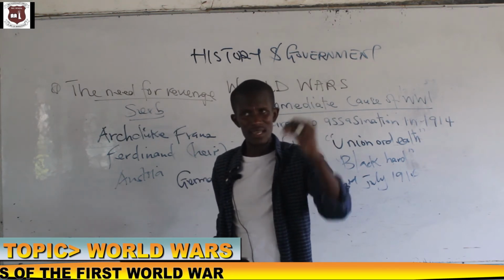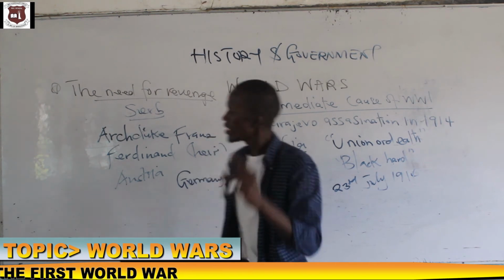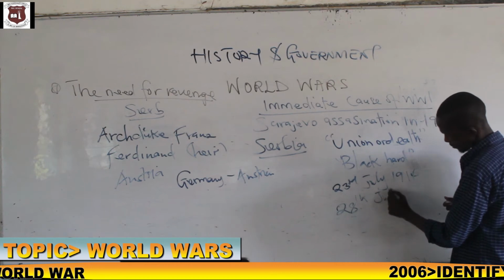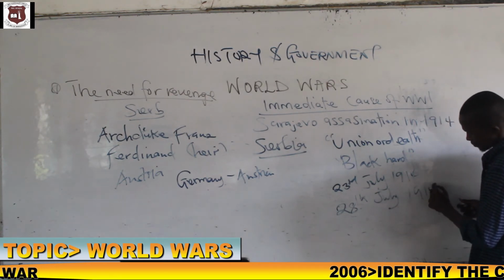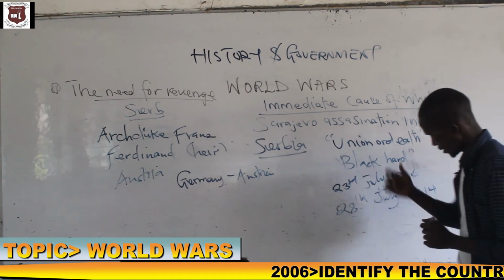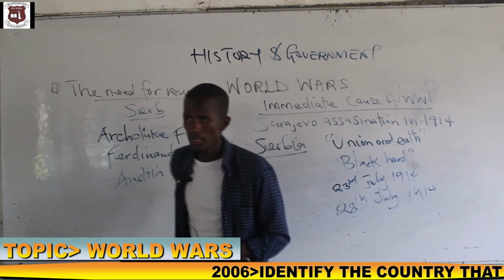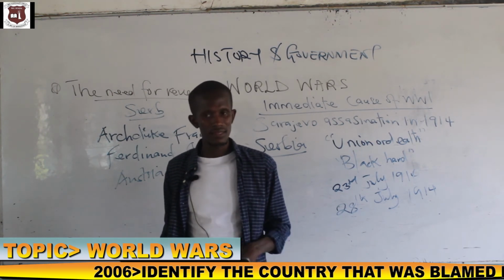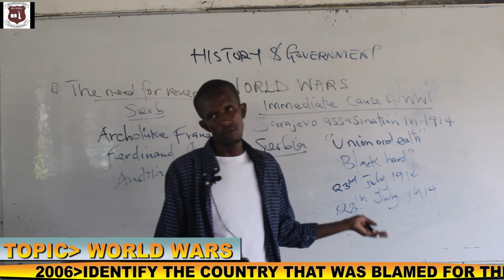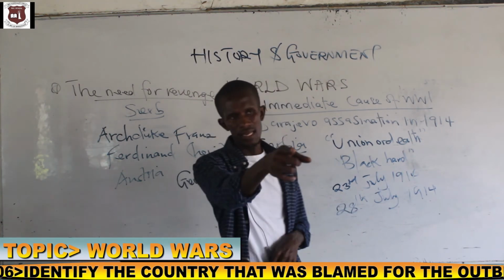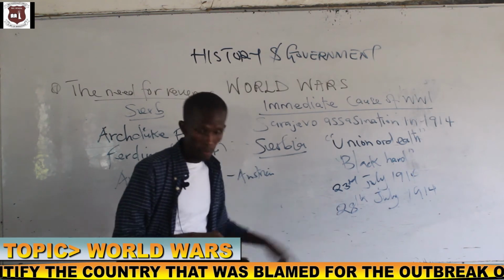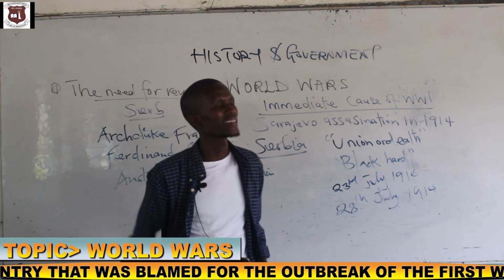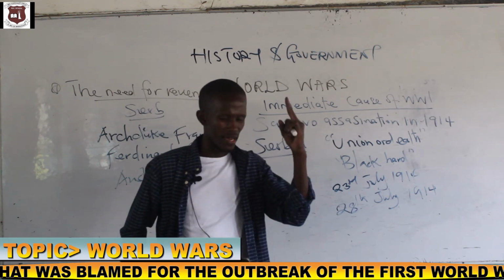And so the first gunshot was felt on the 28th of July 1914. The first gunshot was fired, and that was done by the Austria-Hungarians. So the people who started World War I were the Austria-Hungarians. They declared war on the Serbians on this day. So on 28th July, Austrians declared war on Serbia, and World War I began.